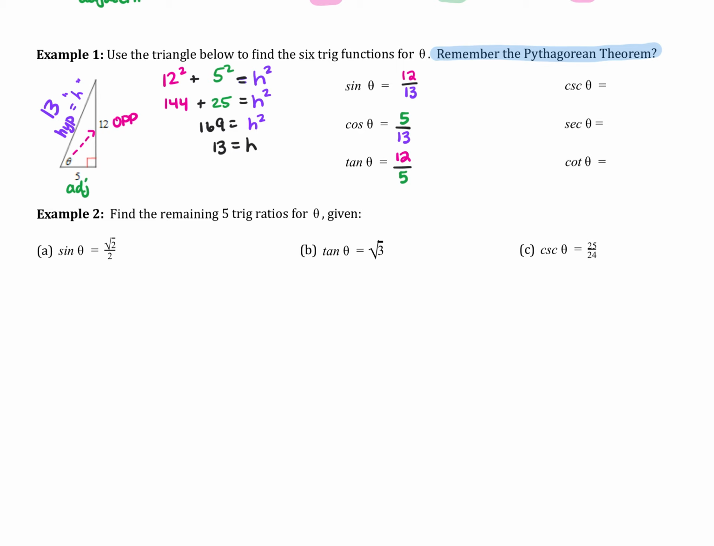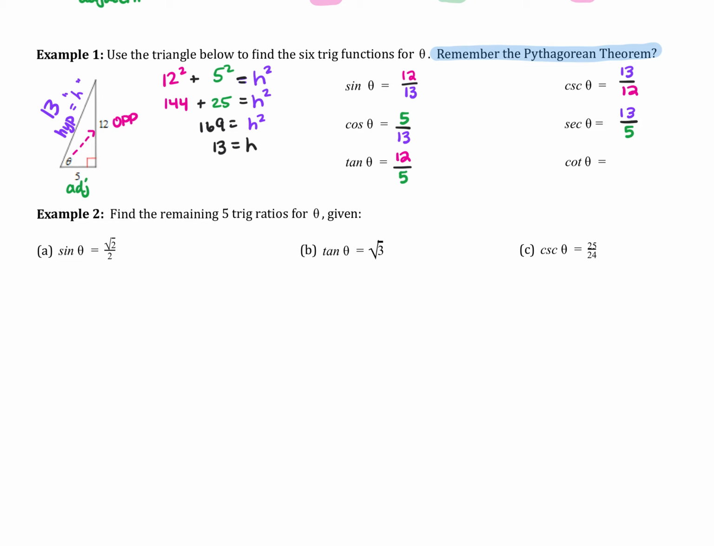Now what's left is to write the reciprocal functions. Now these are just taking what we've already written and doing the reciprocal. So cosecant is just the flip of sine. So we take the reciprocal of sine and we get 13 over 12. We take the reciprocal of cosine to get secant, and we have 13 over 5.